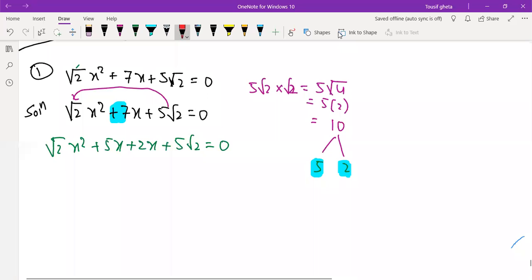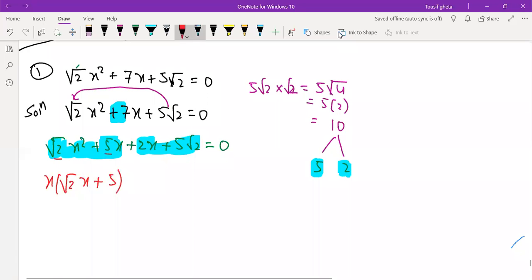Rekha, you did not write properly. So you can see we need to take the common in these two, and then the common in these two. I see that there is no common between root 2 and root 5. There is no connection at all. So I will just take x common and I will write root 2 x plus 5.